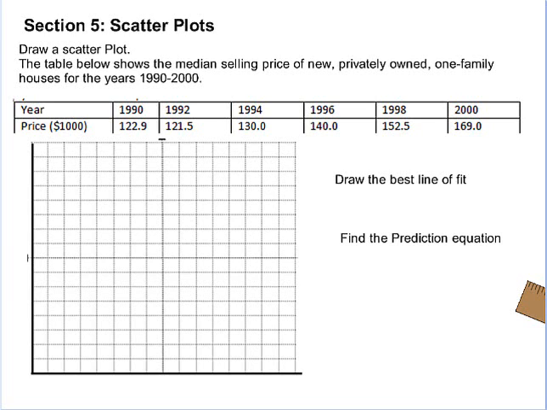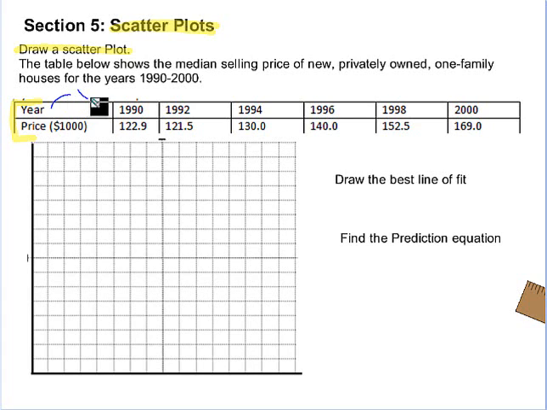Welcome to Algebra 2, and today we're going to be talking about Section 5, scatter plots. So first off, we're just going to draw a scatter plot. The information in this table shows the median selling price of new, privately owned, one-family houses between the years of 1990 and 2000. So what we're going to have to do is decide which variable is going to go on the x and which variable is going to go on the y.